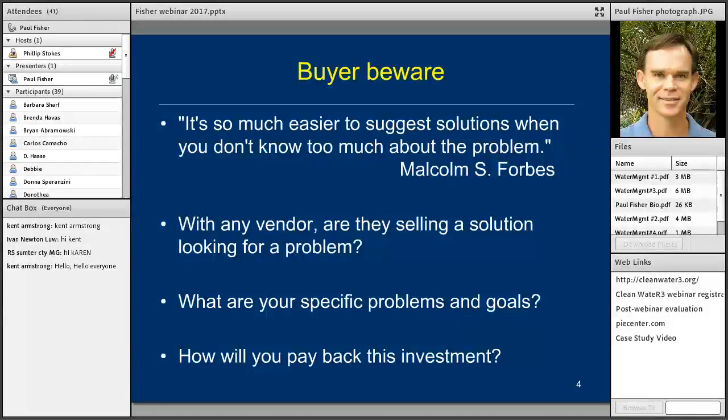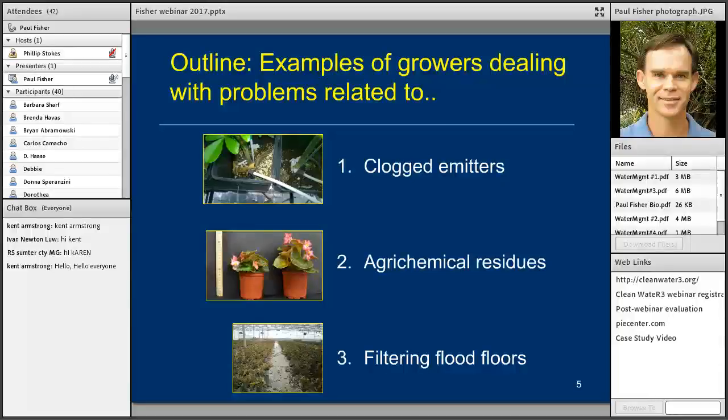It's unlikely that you're going to be able to sell your product for more just based on you having bought a nice shiny piece of water treatment equipment. So you need to know what specific benefits you're going to have in terms of reduced risk for diseases, reduced clogging of emitters, or perhaps less labor associated with grading your plants when you buy this technology. So you need some type of return on investment.